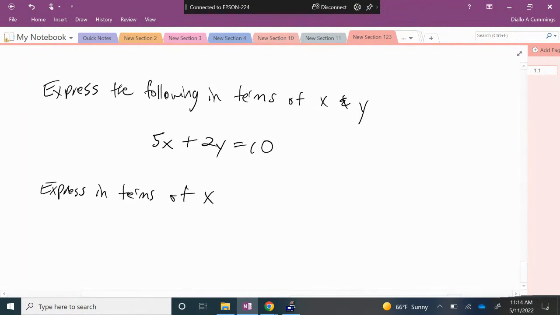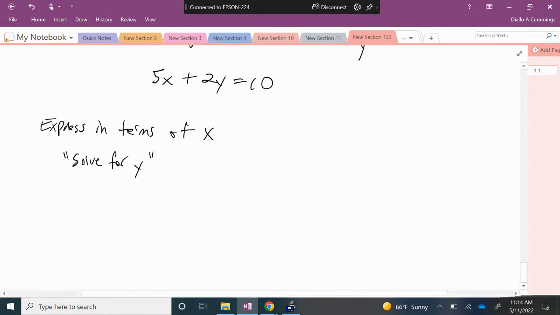So what does it mean to express something, or in this case, this equation in terms of x? To express in terms of x, it basically means to solve for y. This is a useful skill because as we go through the course, we're going to use a calculator, we're going to graph some things, and in order to graph, your equation has to be expressed in terms of x, right? Which means you must be able to solve it for y. So we're going to solve 5x plus 2y equal to 10 for y.